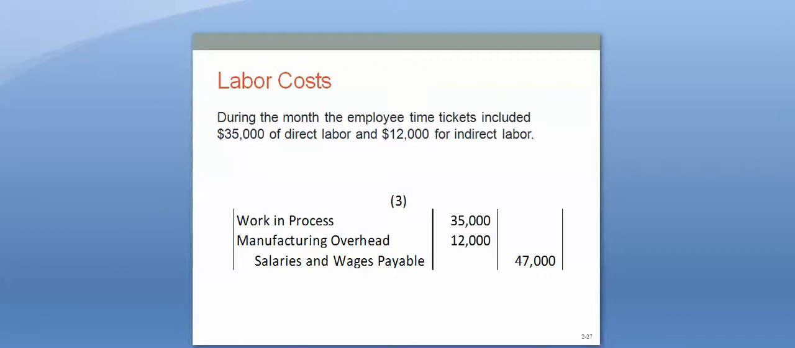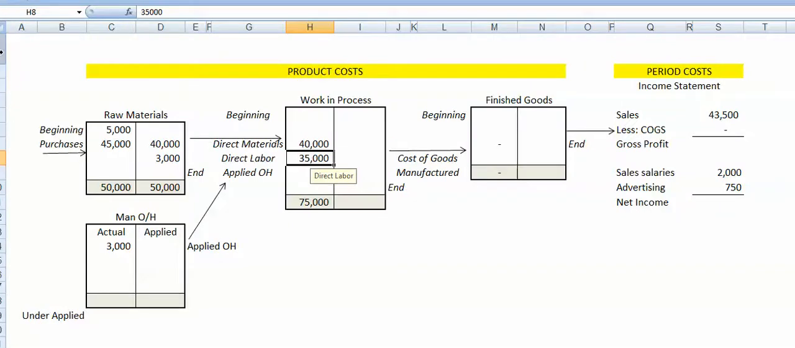So again, notice the debit for work in process of $35,000 and a debit to manufacturing overhead for $12,000. And then again, the credit will be to wages payable or salaries payable. On our flow chart, the direct labor flows directly into work in process, again on the left-hand side of the box, which would be a debit to our work in process T account, and the $12,000 will flow into manufacturing overhead.